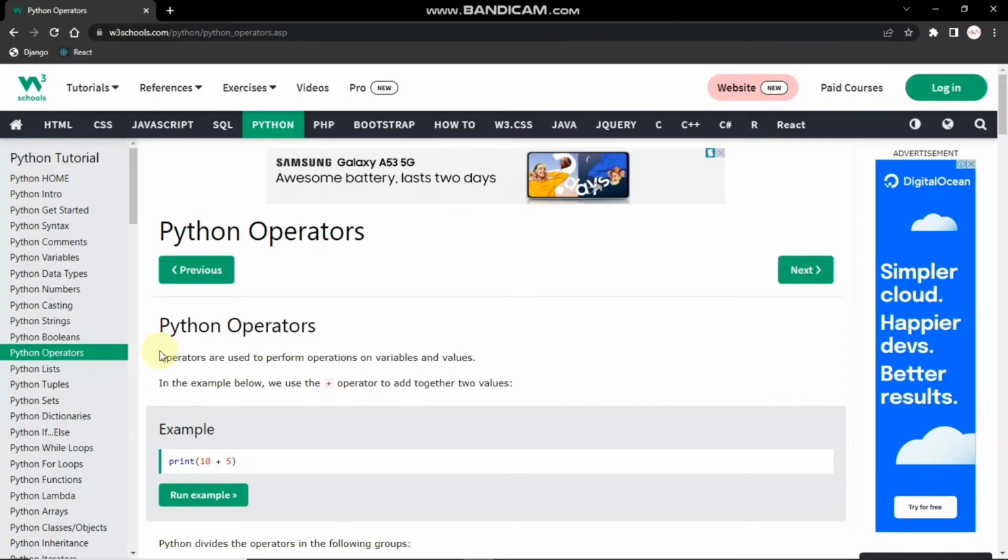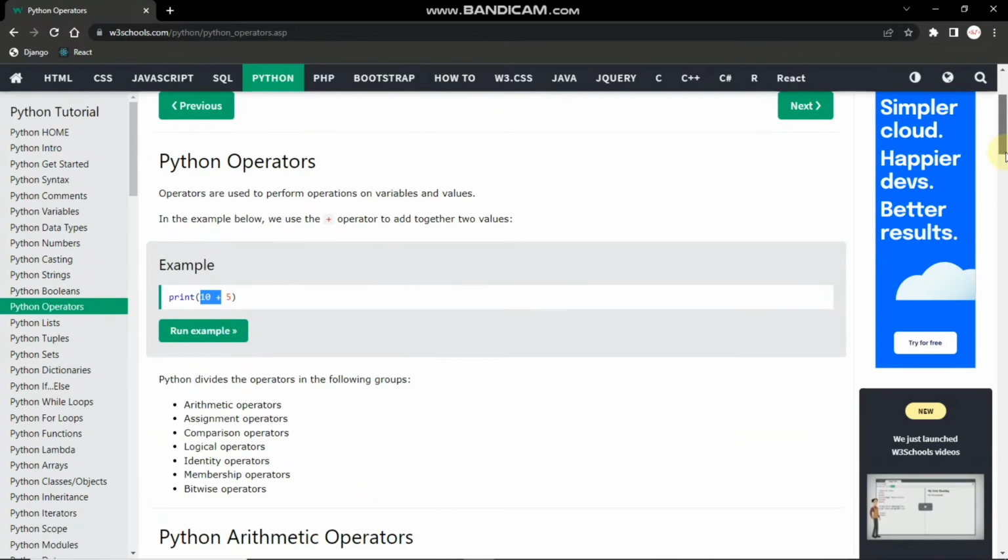First of all guys, let's see what an operator is. Operators are used to perform operations on variables and values. For example, plus is an operator. And guys, there are many types of operators, like arithmetic operators, assignment operators, comparison operators, and logical operators.